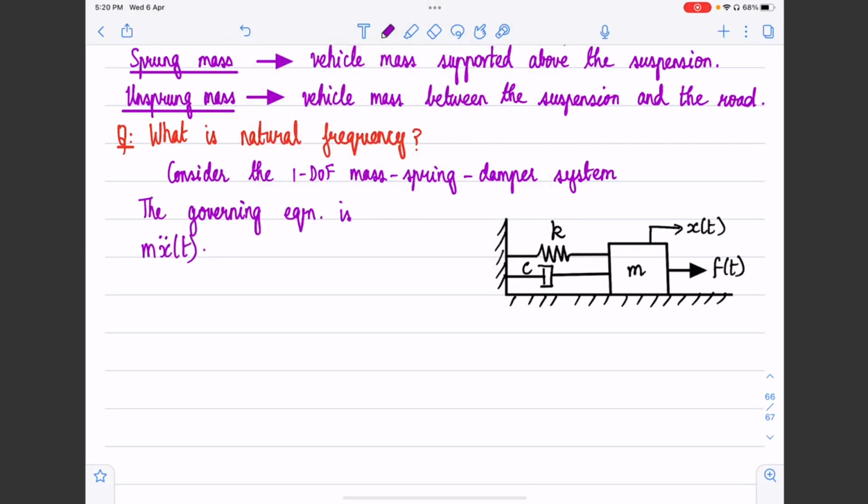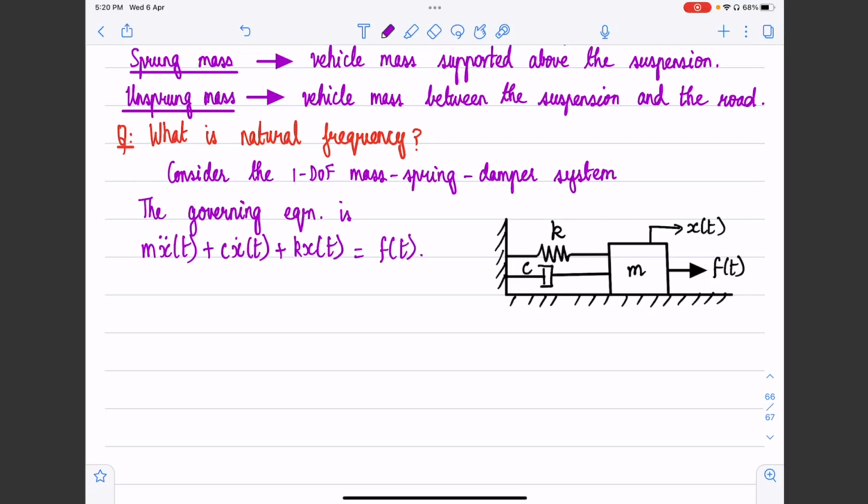So let's write it down. This is going to be m x double dot t plus c x dot plus k x equal to f of t. Okay, so this is the governing equation of this single degree of freedom mass spring damper system.